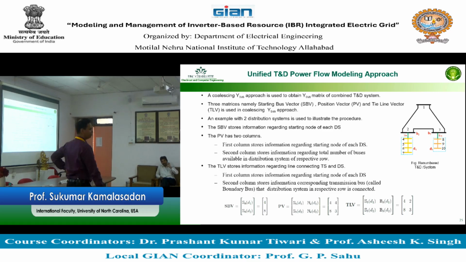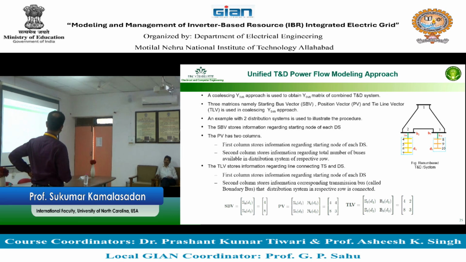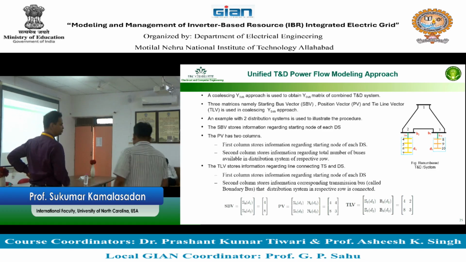I'm going to spend some time on how you do this unification, maybe with a small example. Let's say this is a transmission network and these are two distribution networks connected to two nodes on the transmission network. If you were to connect these two distribution networks to two nodes on the transmission network, you first look at which nodes they are connected to, node 4 and node 8. Second, you look at the number of nodes in each, 4 and 3. And then you look at combining the points you are connected to and the nodes.